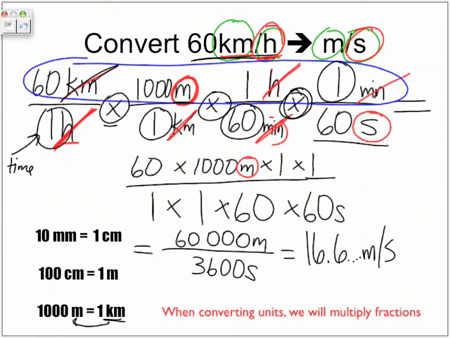Depending on where your teacher asks you to round off, we're going to keep our whole numbers. So we're going to look at the number that we're ignoring, the next number, and we're going to round this off to 17 meters per second. So if we're converting 60 kilometers per hour into meters per second, it's equivalent to 17 meters per second.